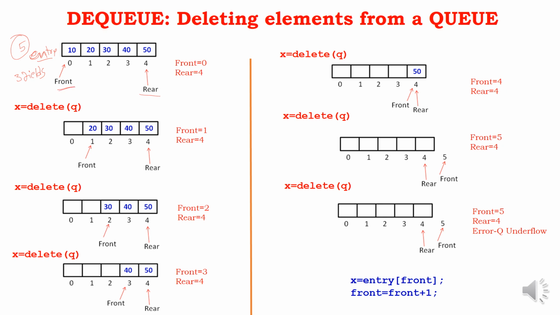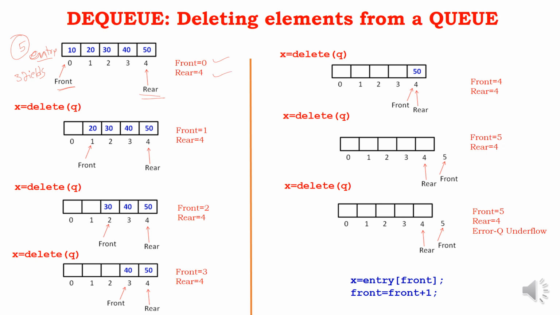Entry, front, rear. Entry is an array which holds all the elements. Front holds the position of the first element, rear holds the position of the last element. In this particular queue, there are 5 elements. Front is pointing to 0, rear is pointing to 4. So front is 0, rear is 4.